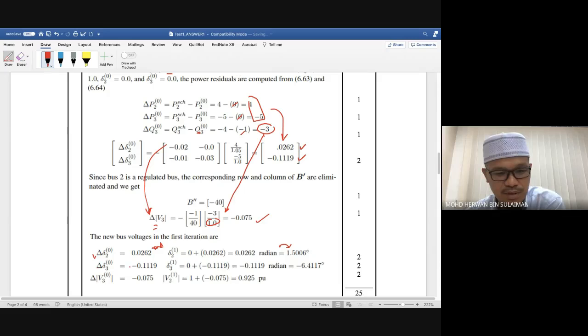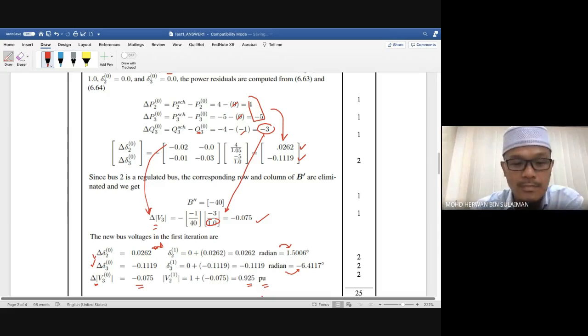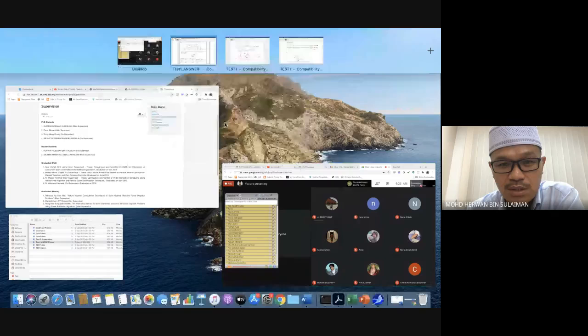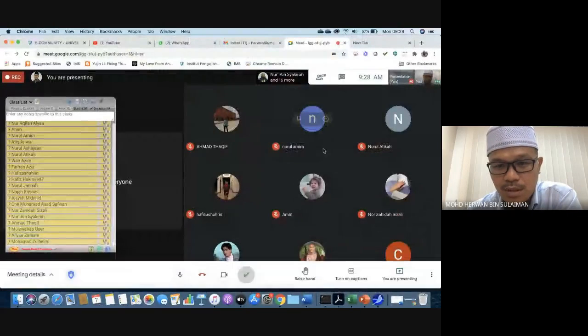So negatif for the V data 3 theta 3 get a minus 1.5 degree. Radian, change to the degree dapat yang ni, and then your voltage minus 0.075, your initial value is 1 plus minus is minus, get 0.925 per unit. So dia boleh stop. Sebab sebenarnya iteration walaupun dia mudah, tapi iteration banyak sebenarnya. That's why soalan suruh buat satu iteration saja. So ada soalan? Is there any question?